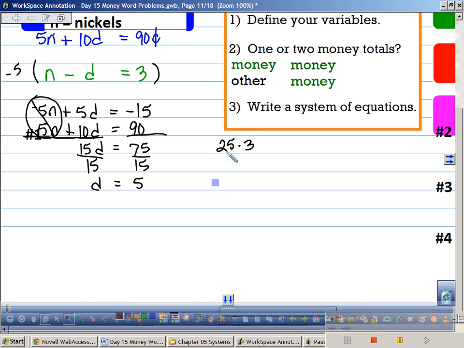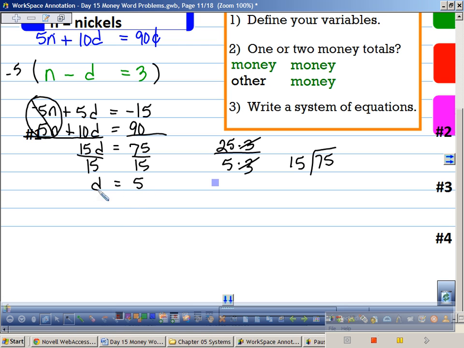How else could I have done that? I could have done 25 times 3 over 5 times 3. 25 divided by 5 is 5. Factoring works too, right? Or you could have just done traditional 75 divided by 2. This is my favorite way right here. Okay, so dimes equals 5.